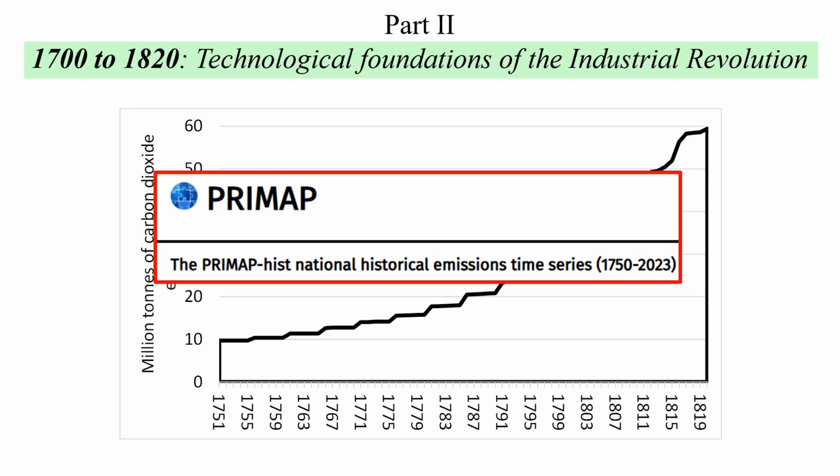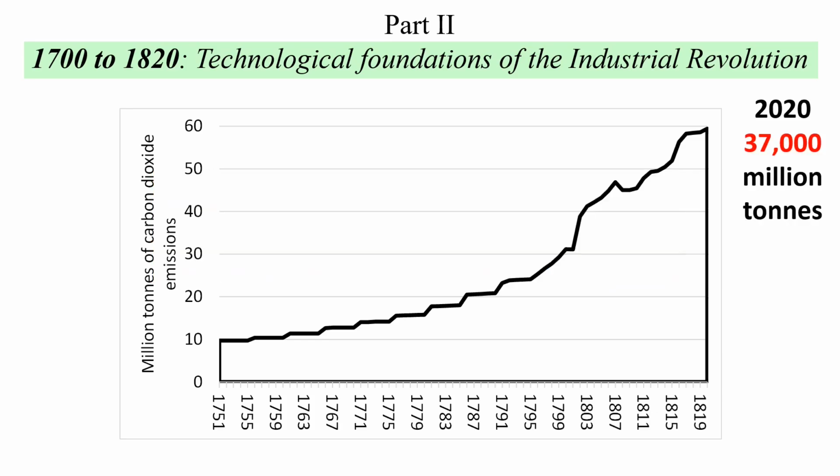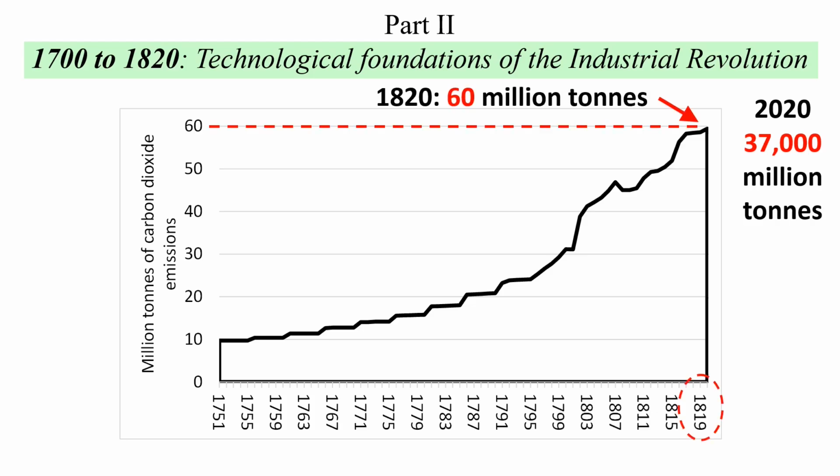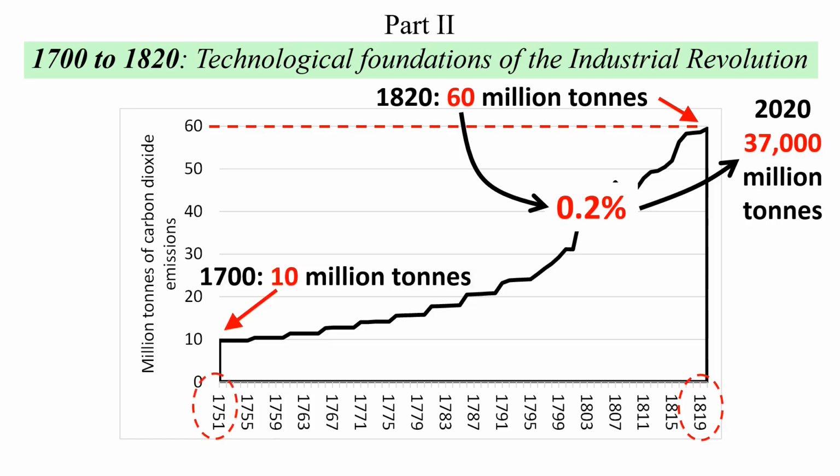I've already referred to total carbon dioxide emissions for the world. We saw earlier that this came to 37 billion or 37,000 million tons in around 2020. 200 years before that, back in 1820, this figure was much, much lower at just 60 million tons, or 0.2% of what we see today. But it had been increasing from almost nothing. In 1700, the figure was just 10 million, according to PRIMAP-hist.